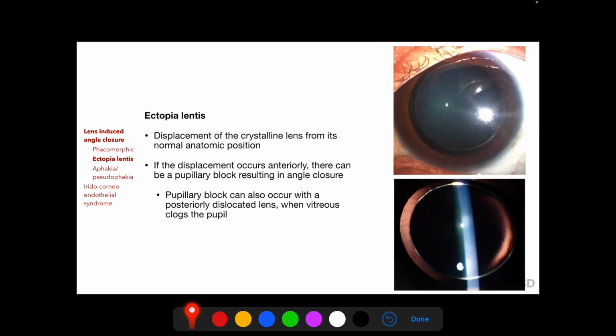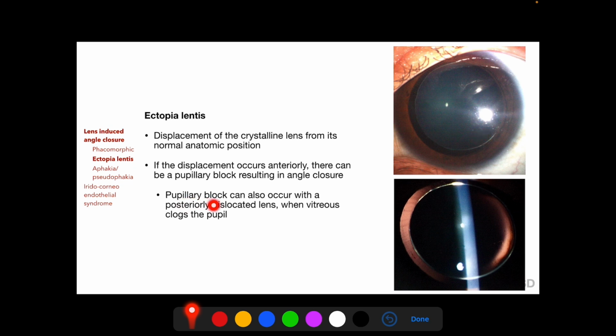In ectopia lentis, there is displacement of the crystalline lens from its normal anatomic position due to weakness of the zonular apparatus of the crystalline lens. If the displacement occurs anteriorly, there can be a pupillary block resulting in angle closure, as we see here in this photograph. These two photographs belong to an eye in a patient with microspherophakia, in which we find a typically small crystalline lens. And in this photograph we see the anterior displacement of the crystalline lens into the anterior chamber.